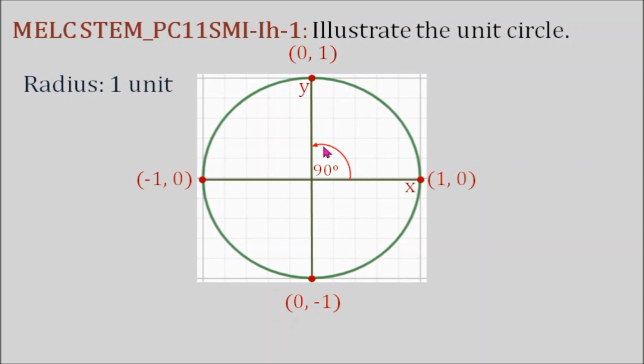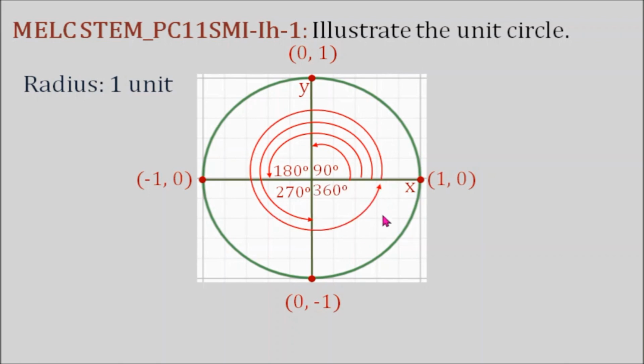So this one here is a right angle, so that means it's 90 degrees. So from here to here is 1/2 of a circle, that's 180 degrees. Then from here to here is 270 degrees. And then 1 complete revolution, that's 360 degrees.